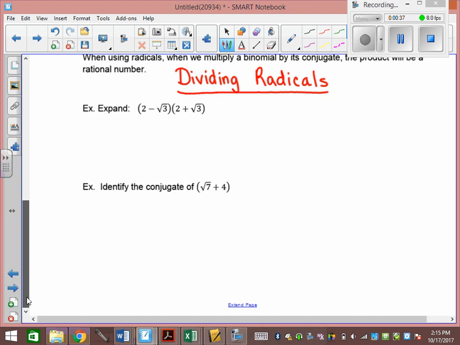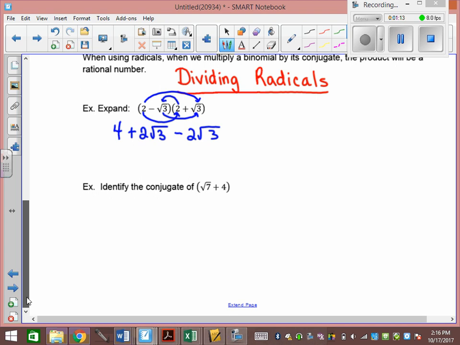So we would FOIL. We would go first times first, so 2 times 2, which is 4. And then we do outer. 2 times root 3 is 2 root 3. And then 2 times negative root 3, what would that be? Negative 2 root 3. And then last times last, so negative root 3 times root 3.